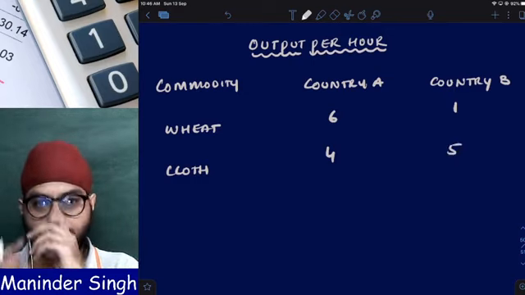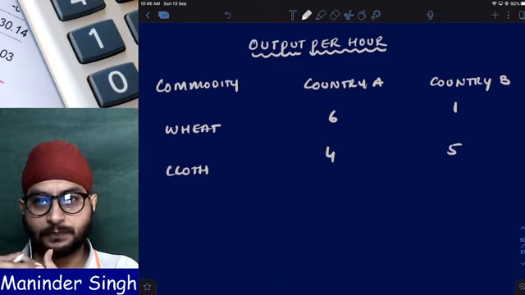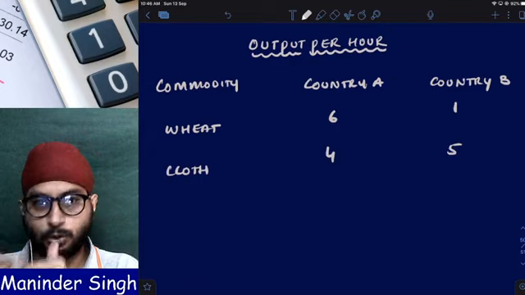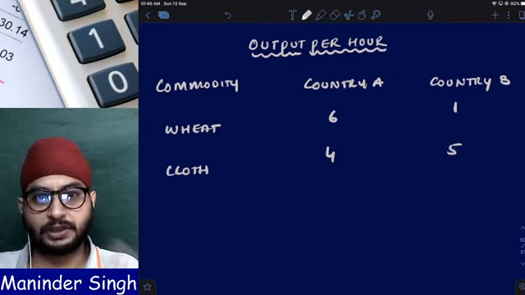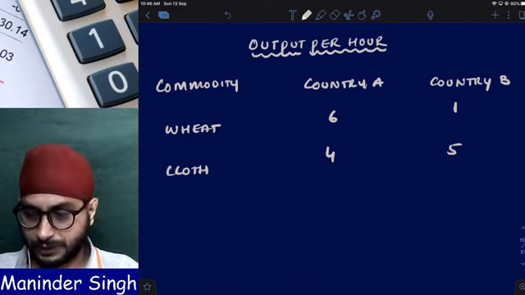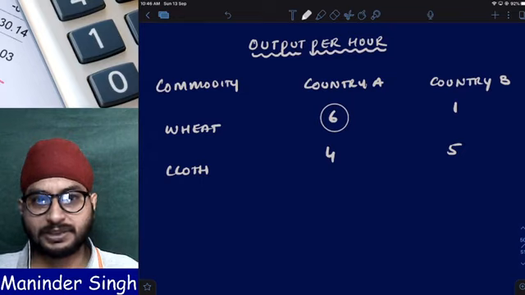Clear? So what have we taken? We have taken output per hour. There are two commodities, two countries. Tell me, in wheat, who is having an advantage? Who is having a clear advantage in producing wheat? A. So can I say country A is having an advantage? Is it having a clear advantage? Is it having an absolute advantage?